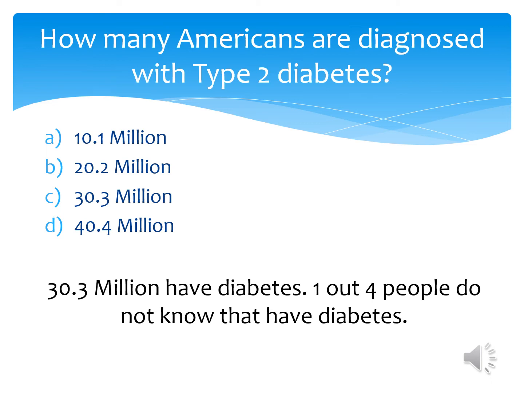Alrighty, next question. How many Americans are diagnosed with type 2 diabetes? A, 10.1 million, B, 20.2 million, C, 30.3 million, D, 40.4 million. Remember, this is less than the number that was given earlier on the last slide. The answer is C. 30.3 million people have diabetes. That's 1 out of 4 people who do not know that they have diabetes. Scary thought.